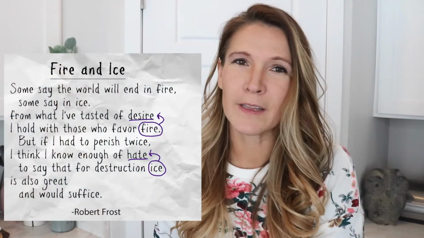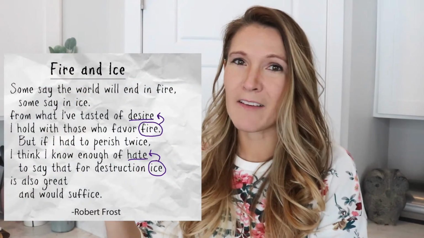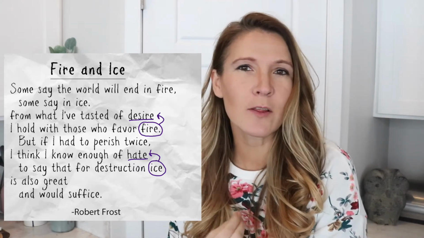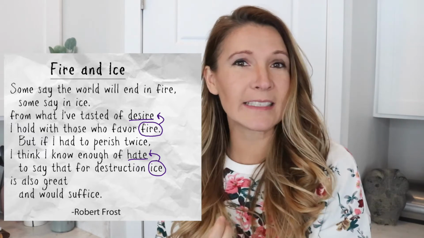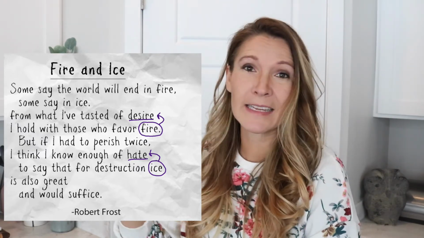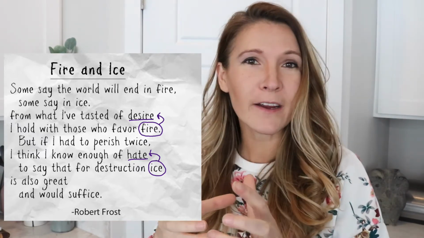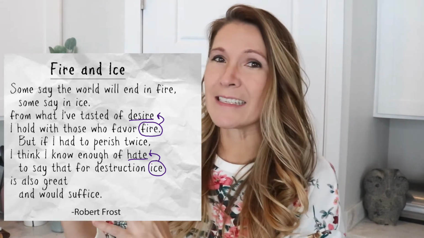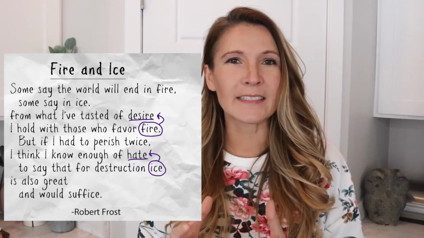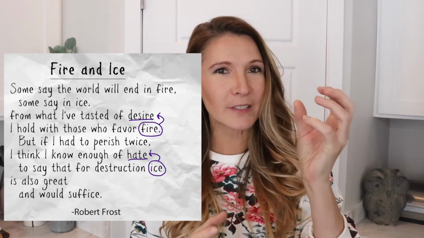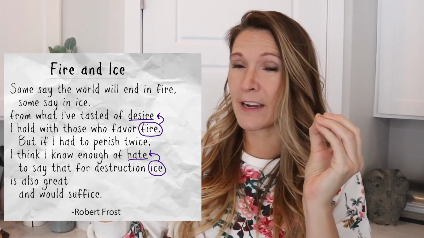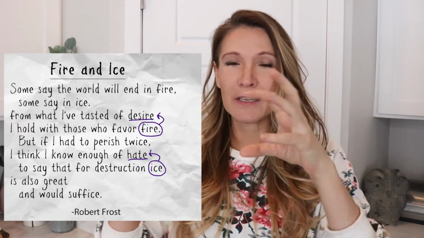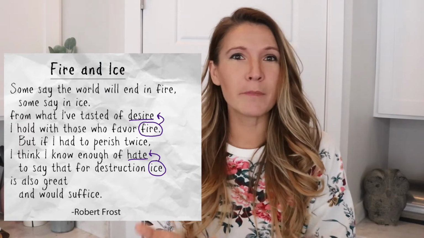There's also metaphor in this poem. Fire and ice have metaphors attached to them to specific feelings. So he's saying some say the world, some say humanity will end in fire, and some say it will end in ice. And that fire he's comparing in the metaphor to desire, and ice he's comparing to hate. And the idea that humanity is going to be destroyed because of our passions, our desires, or because of our hate, and both of those are destructive things. There's a lot of personification, juxtaposition, and metaphor right there.